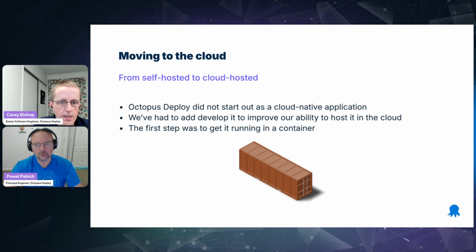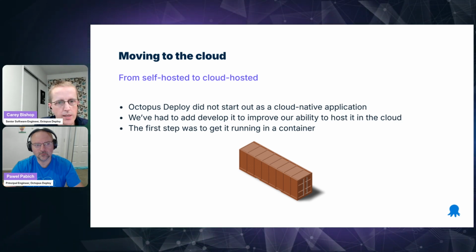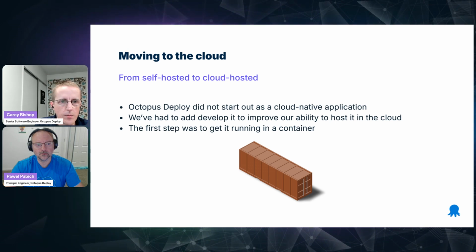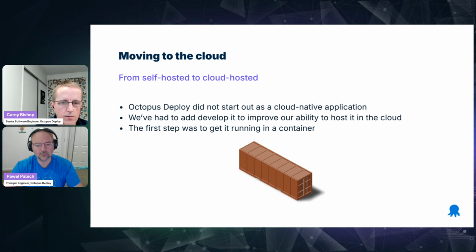So one of the interesting things, of course, is the fact that Octopus Deploy did not start out as a cloud-native application. Octopus Deploy was originally only available as self-hosted. And so over time, we've had to develop it and add new functionality to support being able to host it in the cloud. And one of the first steps to do that was to get it running in a container.